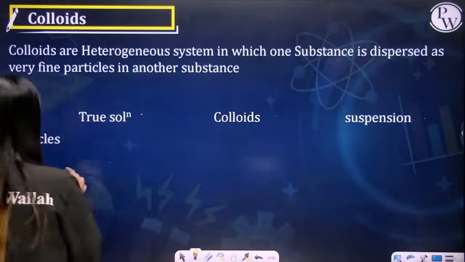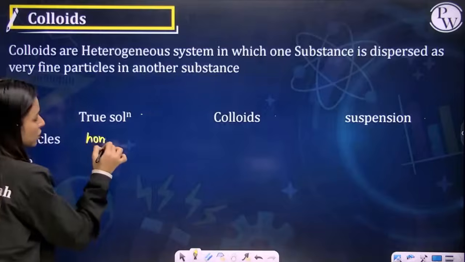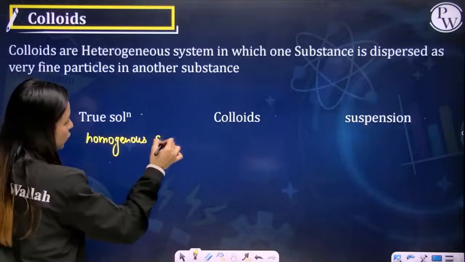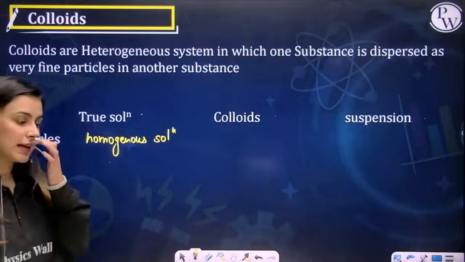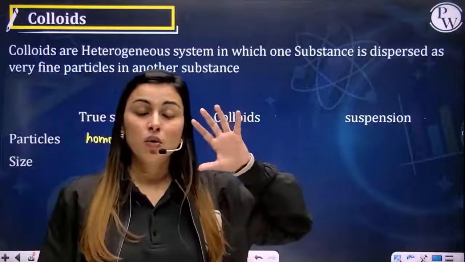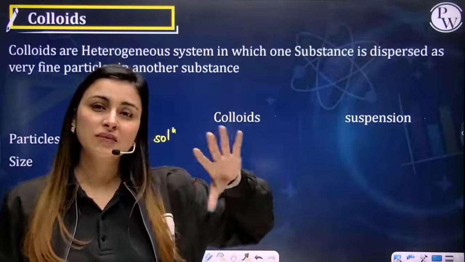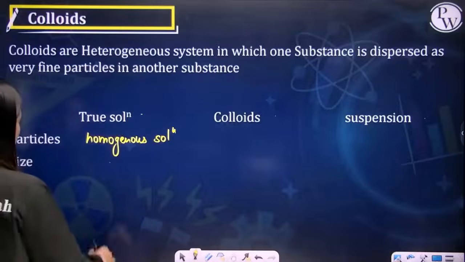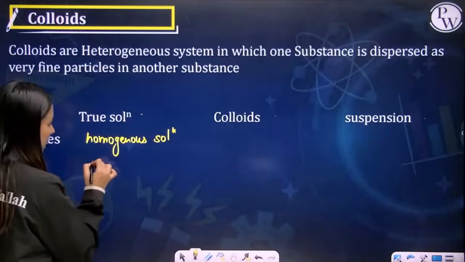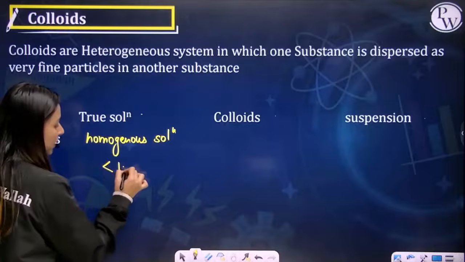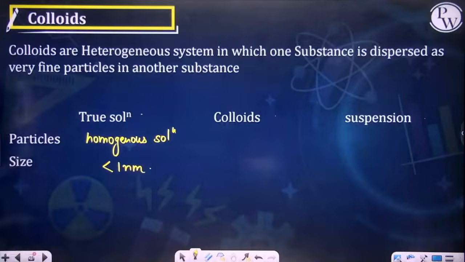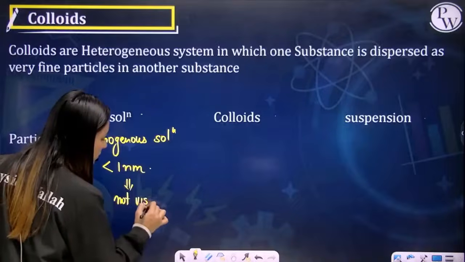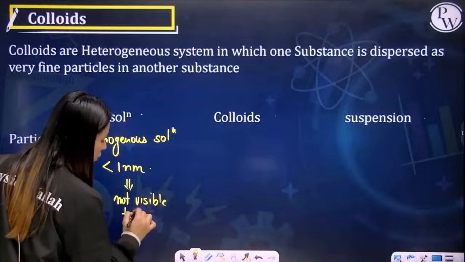Also, my dear students, it is a homogeneous solution. Homogeneous solution we have studied in the solution chapter. It is a homogeneous solution, that is, the composition is fixed in all areas, it is not different. Okay, so it is a homogeneous solution and the particle size is less than 1 nanometer, and that is the reason not visible to human eye.